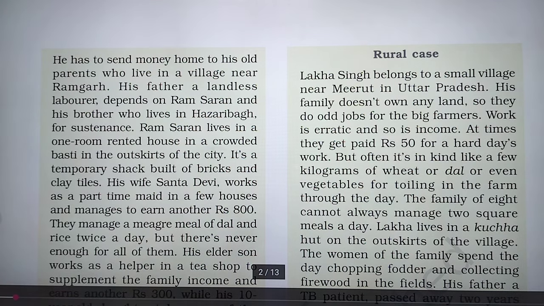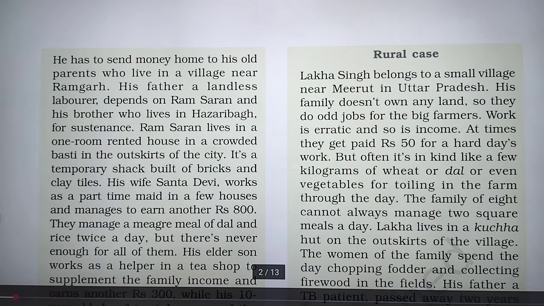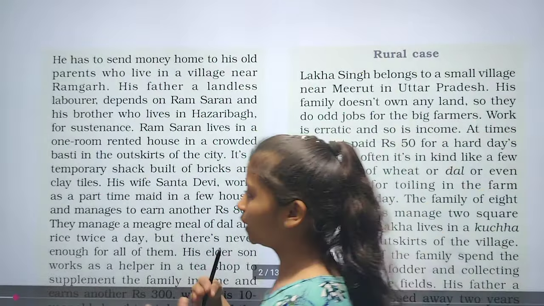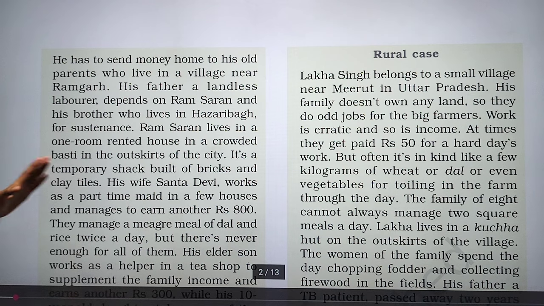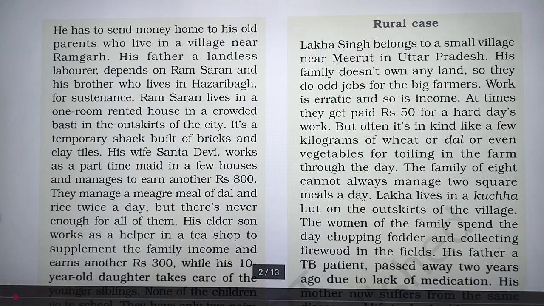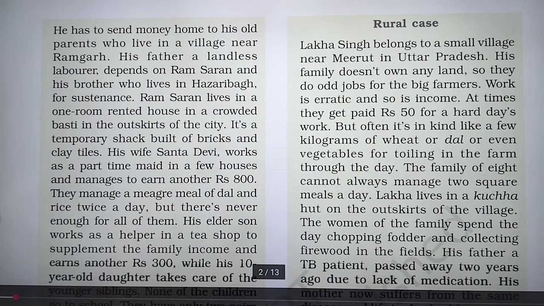His brother lives in Hazaribagh for employment, to get a job. Ram Saran lives in a one room rented house in a crowded basti on the outskirts of the city. It is a temporary shack built of bricks and clay tiles. His wife, Santa Devi, works as a part-time maid in a few houses and manages to earn only ₹800.